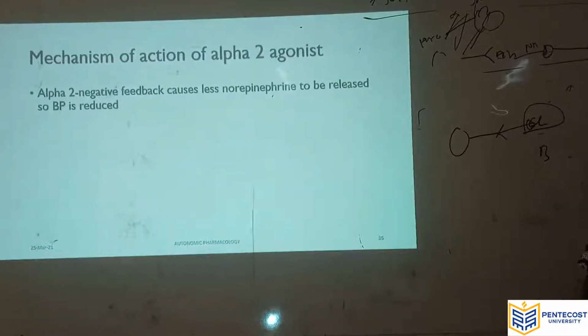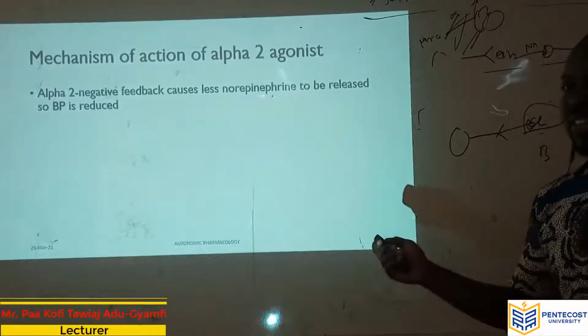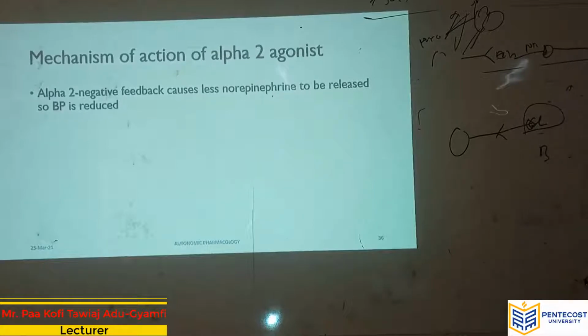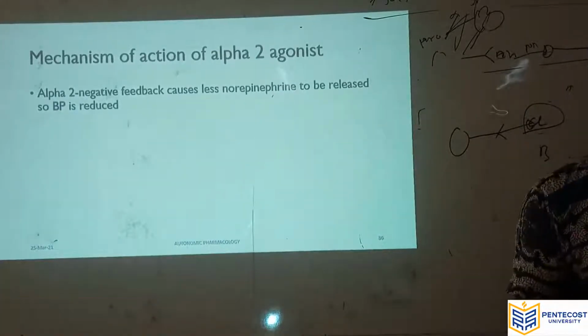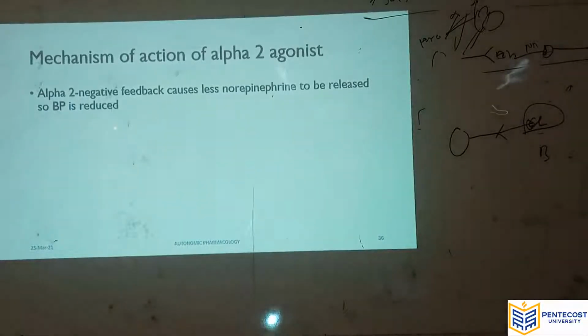And I said alpha 2. When you stimulate alpha 2, what is going to happen? Alpha 2 will cause less norepinephrine to be released. They are going to inhibit norepinephrine. And if norepinephrine release is inhibited, then your vessels will be dilated. Because when norepinephrine binds to the alpha 1 receptor, it causes vasoconstriction. If you don't have a lot of norepinephrine in circulation, then your vessels will be dilating. So we use this agent to reduce BP.